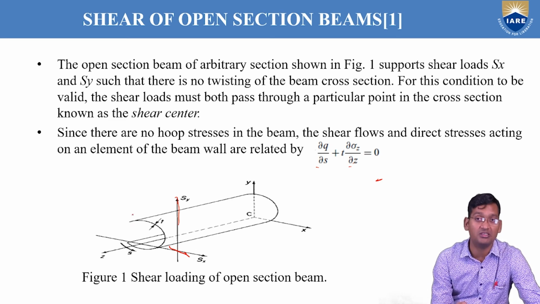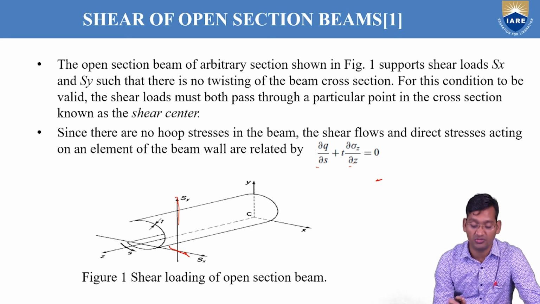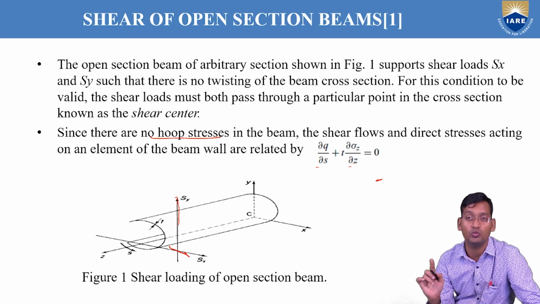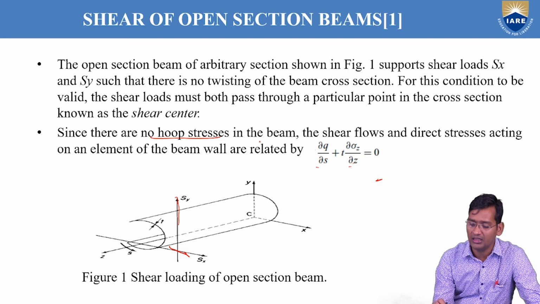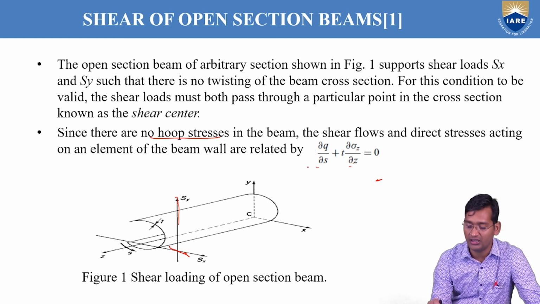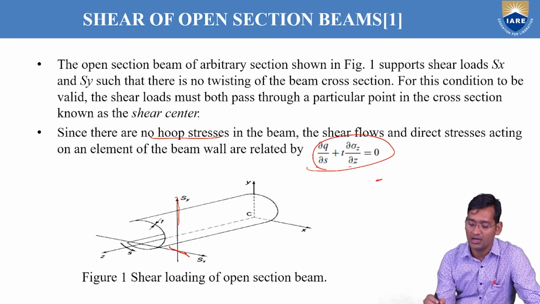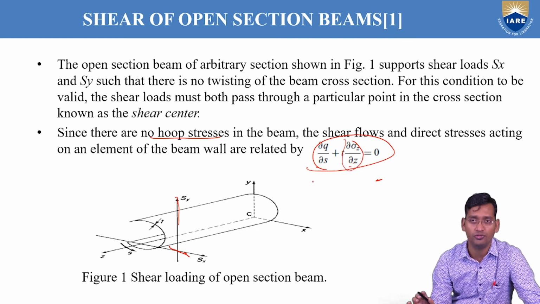Now again, the open section is there, which means there is no hoop stress, right? For the closed one, hoop stress will be there. Only that difference will be there. Hoop stress is what we added in the last term, Qs,0. That is the hoop stress. In the beam, the shear flow, this term finally must be equal to 0. Later we will find del sigma z by del z and substitute here.